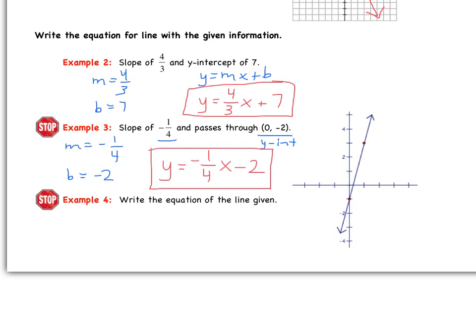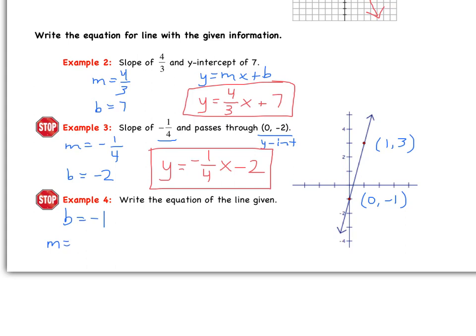In example 4, we had to do a little bit more work this time. If you take a look at the graph, you should identify we do have our y-intercept. So we have our b value. Our b value is negative 1. We don't have our slope, so we can calculate our slope because we should recognize that this other point that's given is 1, 3. So we need to do a little bit of a calculation before we can write our equation.